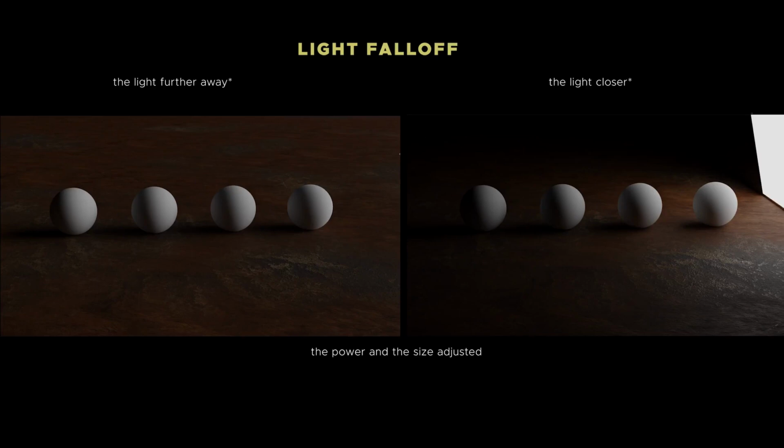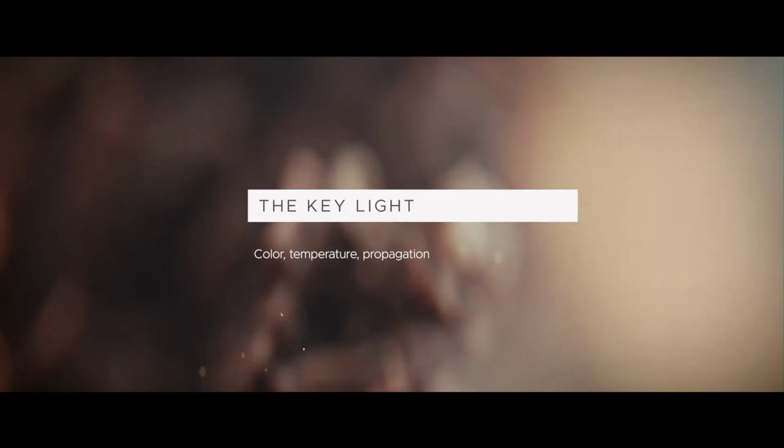So I guess a takeaway tip is this. Keep your light source close if you want to play with the light fall-off effect. Of course, there are a few other properties of the key light that we haven't touched yet. The color temperature and propagation, to name a few.